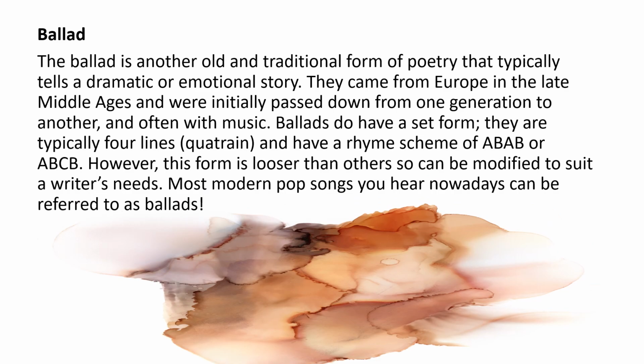Ballad. The ballad is another old and traditional form of poetry that typically tells a dramatic or emotional story. They came from Europe in the late Middle Ages and were initially passed down from one generation to another, often with music. Ballads do not have a set rule. They are typically four lines, that is a quatrain, with a rhyme scheme ABAB or ABCB. However, this form is looser than others, so it can be modified to suit a writer's need. For example, the popular ballad is The Rime of the Ancient Mariner by Samuel Taylor Coleridge.